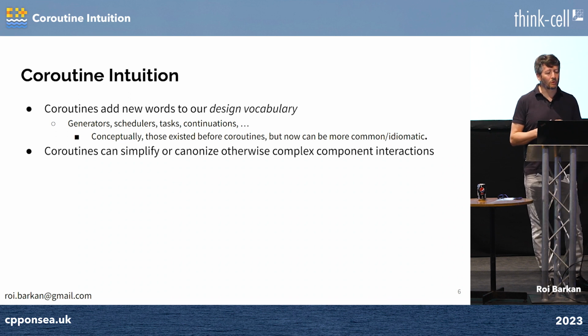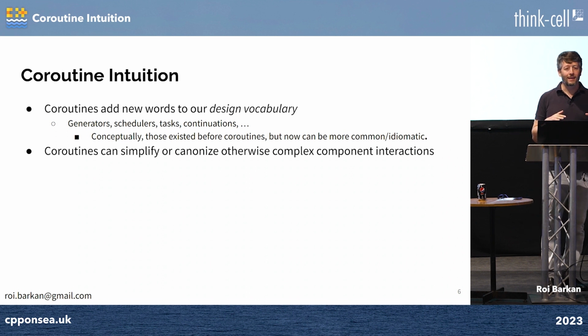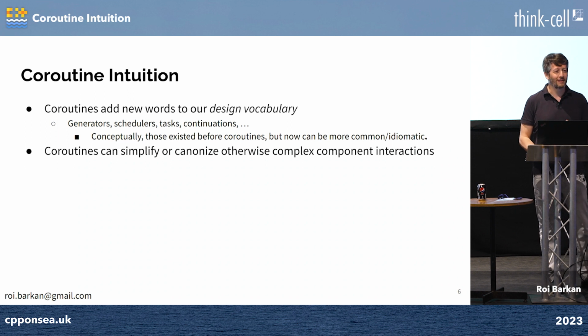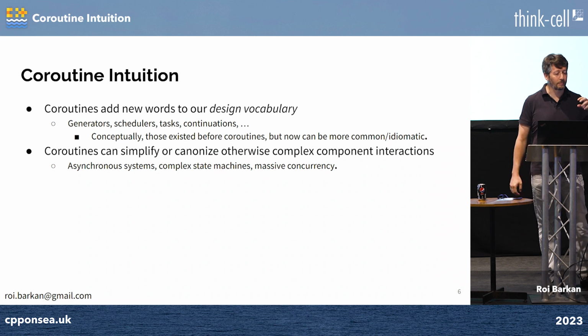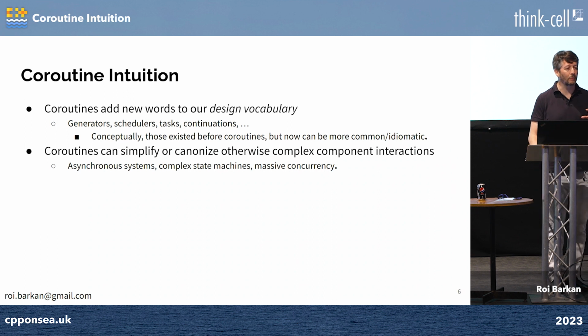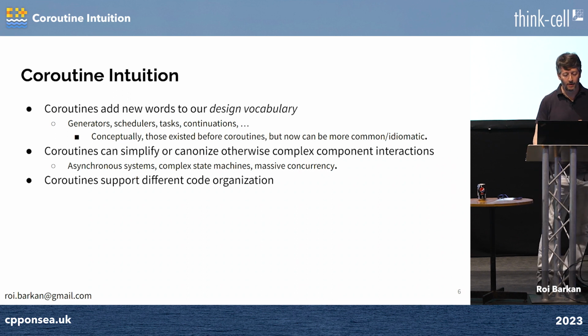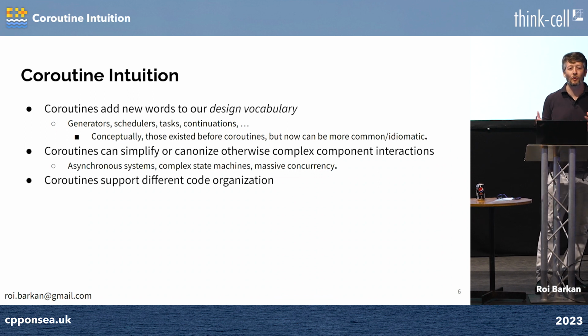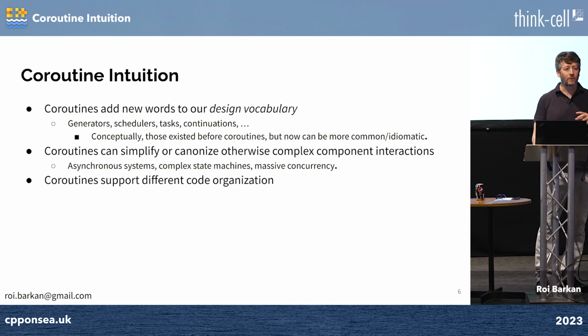Coroutines are also aimed to simplify or canonize systems where there are complex interactions between different components. There's this notion that's sometimes heard of called callback hell, and many systems that suffer from that can really gain an advantage by starting to use coroutines. We'll see examples of that. Those are many times asynchronous systems or complex state machines, or places where you want to have massive concurrency.